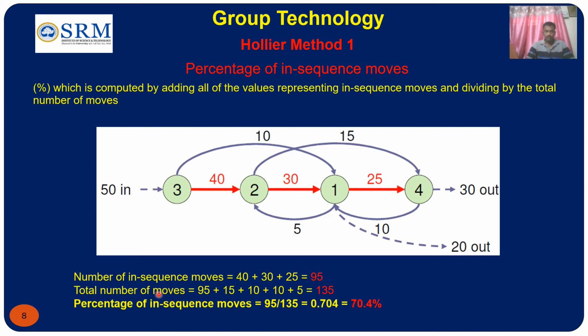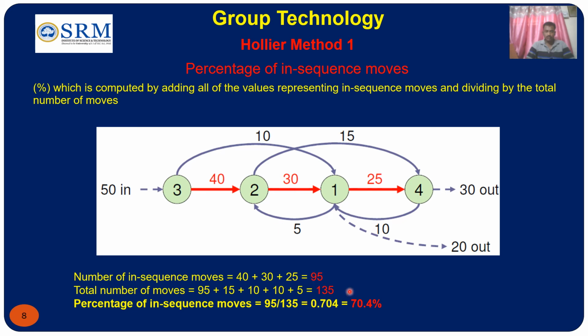The next one is the total number of moves. Total number of moves is 95 plus 15 plus 10 plus 10 plus 5. Do you understand? This is one movement, this is the second movement, this is the third movement. So 40 plus 30 plus 25, we have already achieved this. These first 3 moves are in-sequence moves. These are not in-sequence moves, but we have to consider them also because we are calculating the total number of moves. So this movement 3 to 1 is 10, so 40 plus 30 plus 25 plus 10 plus 15. This is also a movement, 4 to 1, plus 10 plus 5. So in total we are getting 135.